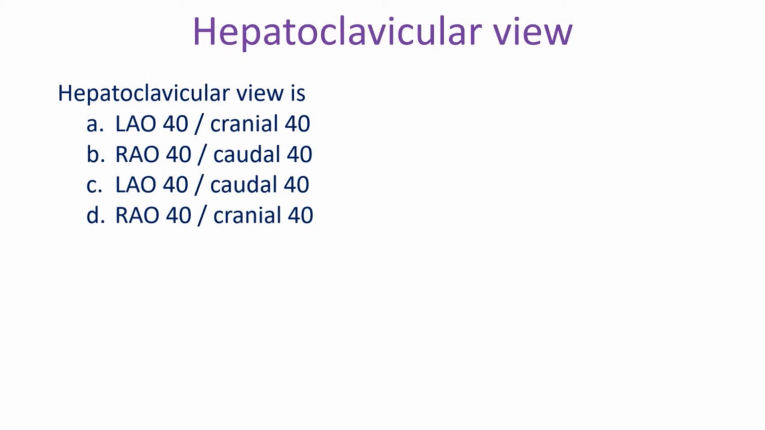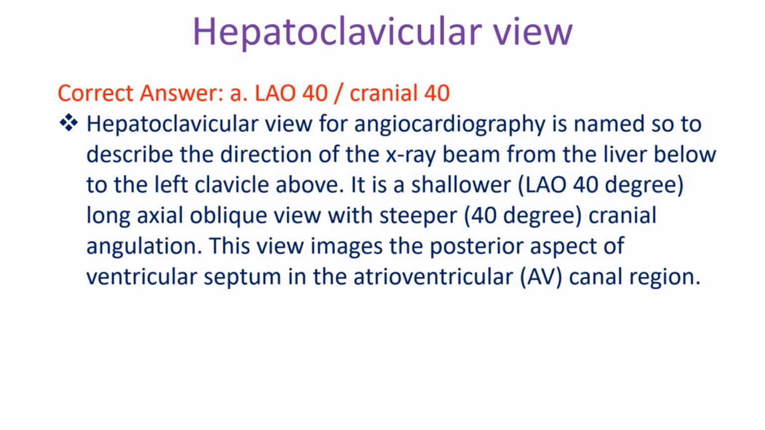Hepatoclavicular view is: A. LAO 40 cranial 40, B. RAO 40 caudal 40, C. LAO 40 caudal 40, D. RAO 40 cranial 40. Correct answer: A. LAO 40 cranial 40. Hepatoclavicular view for angiocardiography is named so to describe the direction of the X-ray beam from the liver below to the left clavicle above.